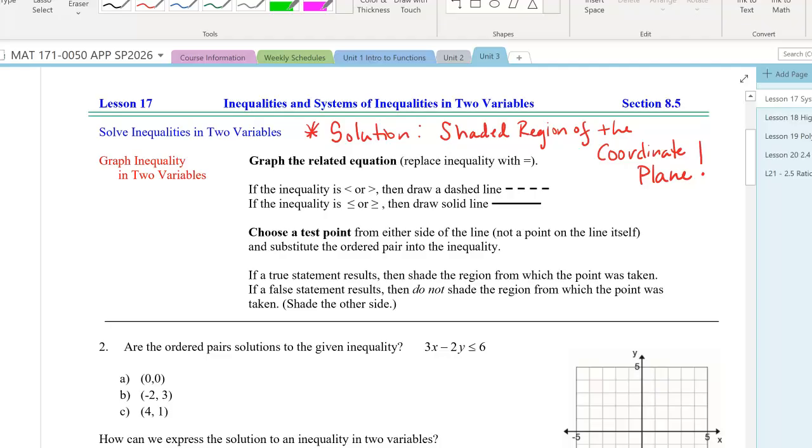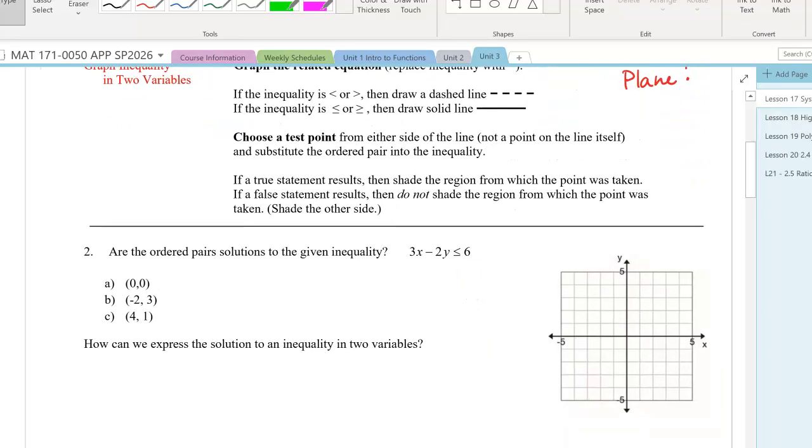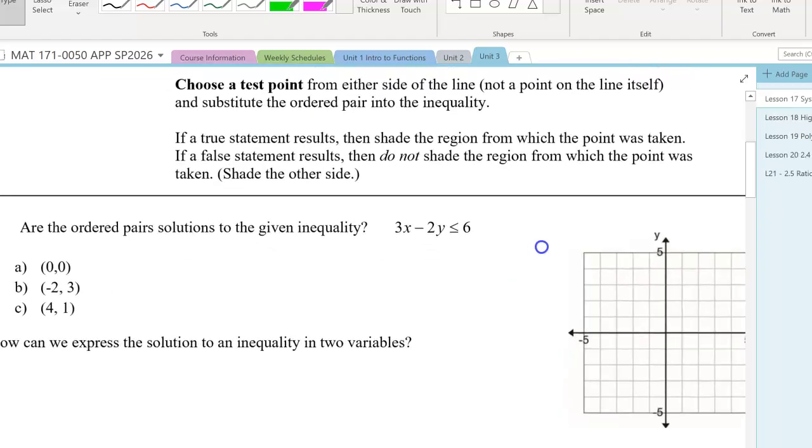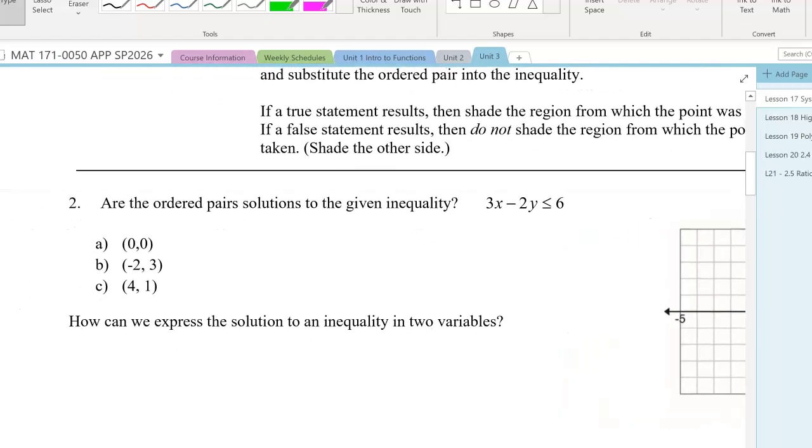So let's go down to this example here and see what it means to be a solution and how we can express it. First of all, we're asked to identify if these 3 points are solutions to this inequality. We can do that algebraically by just plugging it in and seeing if we get a true or false statement. So for A, the origin, the point 0, 0, I'm going to plug 0 in for X and 0 in for Y and see if the resulting statement is true or false.